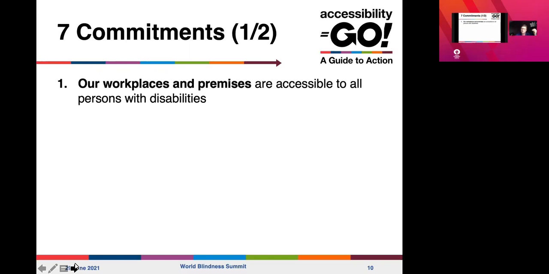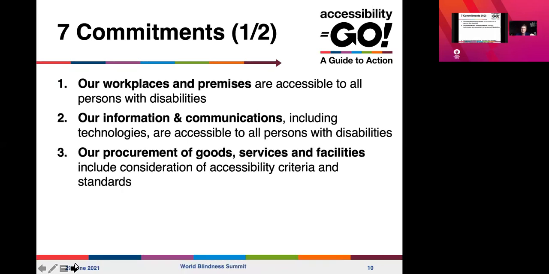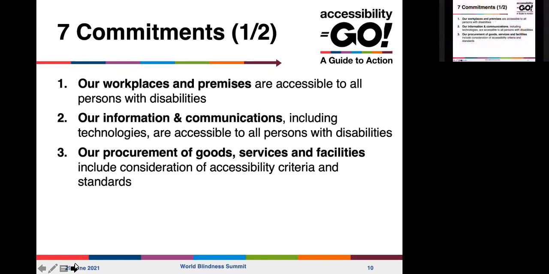The first commitment is around workplaces and premises. So it really looks at accessibility of the built environment, specifications, standards, the process of doing an accessibility audit, how do we do that? The second one is really around digital accessibility, looking at information and communication in an organization and how we make them accessible to persons with disabilities. One critical aspect was to look at procurement: how to ensure that procurement of goods, services, and facilities actually includes accessibility criteria.